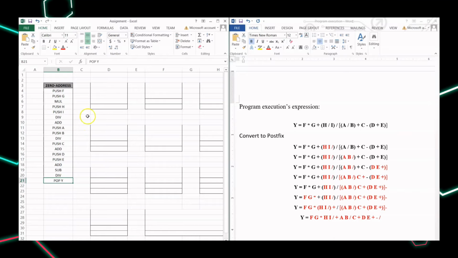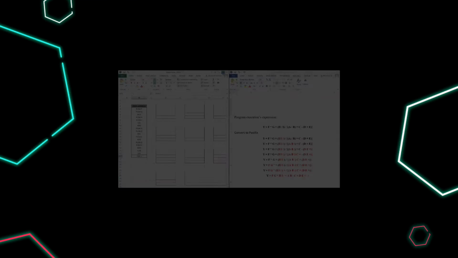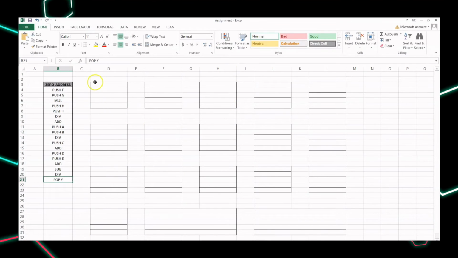Now we start to draw the stack diagram. How you draw the stack diagram is you will need to draw a rectangle box, something like that, and we always start from the bottom part. So push F, we need to push F inside the box. We need to key in the F inside the box. So we just key in F.